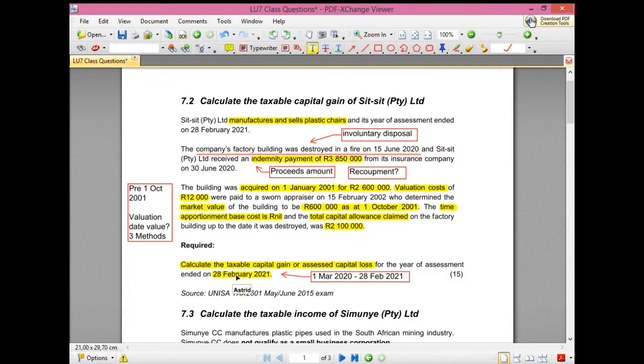Now we have to go calculate the taxable capital gain or assessed capital loss. Okay, now what you have to do, let me just quickly share this on here.